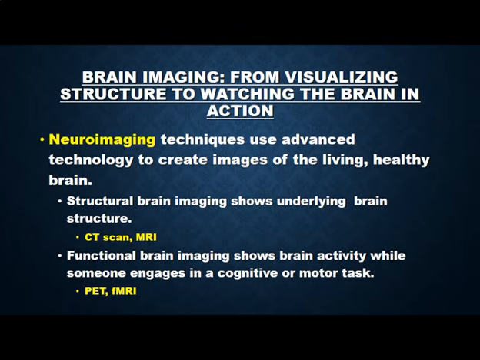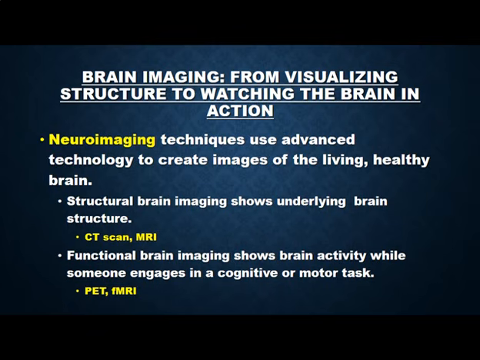PET scans are a little bit different. PET scans are positron emission tomography. Sometimes it's also called SPECT, which is single photon emission computed tomography. Basically, what happens with PET scans and SPECT scans is you are injected with a radioactive isotope that will attach to different types of receptors in the brain or to different things in your blood.